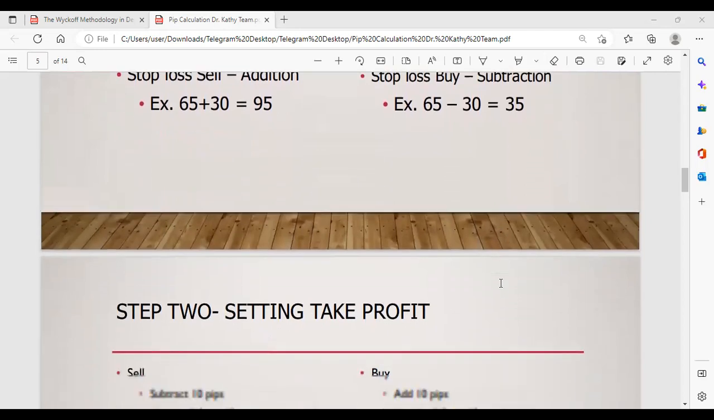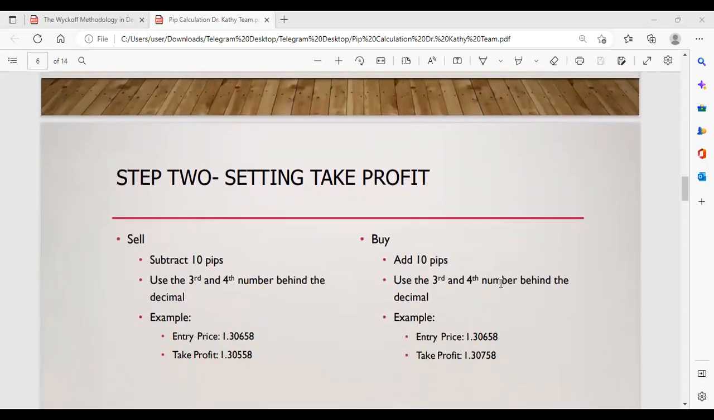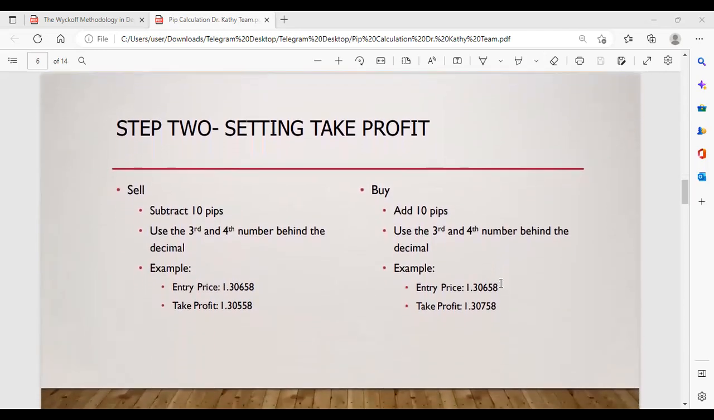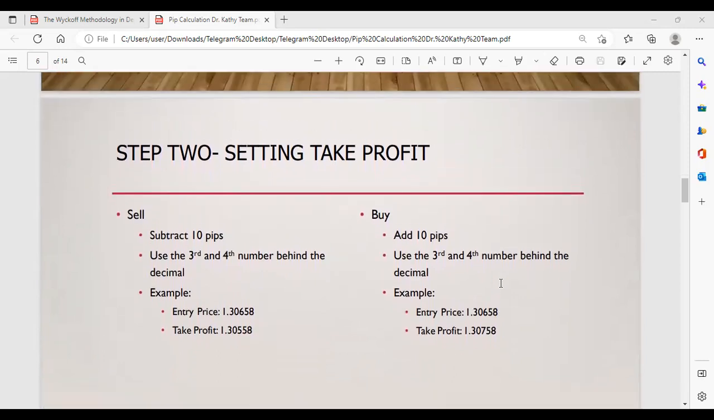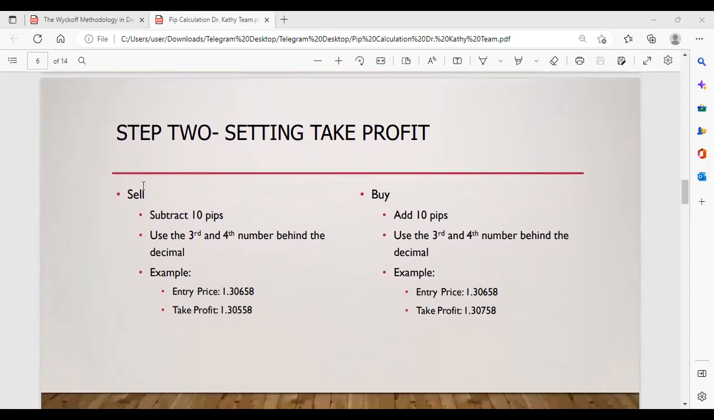Usually, normally, your take profit needs to be bigger than your stop loss. For a sell, two steps in setting take profit: try 10 pips, that means take away 10 pips.